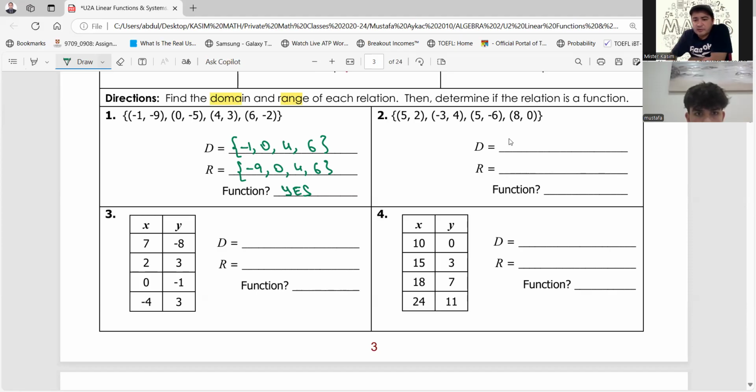And how about number 2? What is the domain? It is -3, 5, and 8. When you're listing the elements of a set, Mustafa, we do not write a single element twice. Just one time is enough. And how about the range? It is 2, 4, 0, and -6. Is it a function?